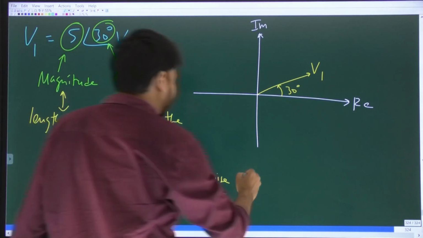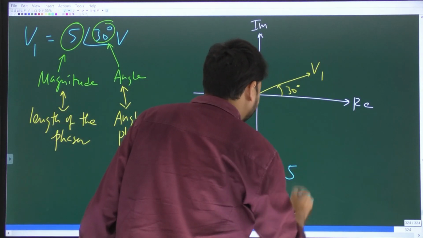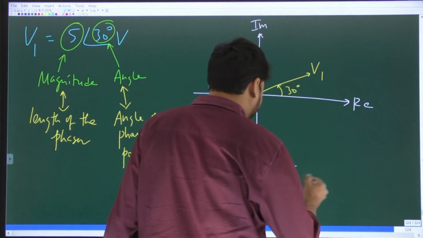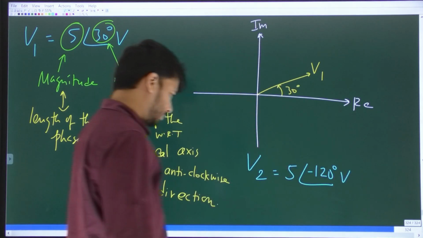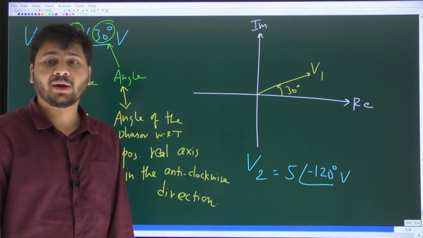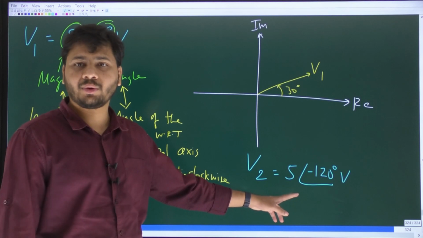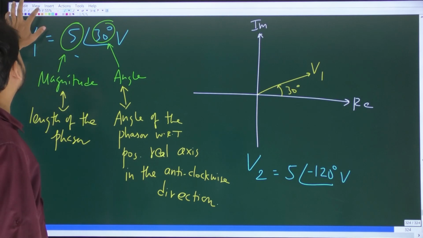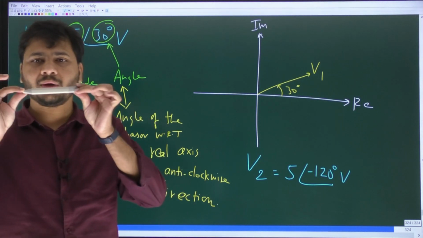Had the angle been different, let us say there is one more phasor voltage V2 which is also having a magnitude of 5 units or 5 volts at an angle minus 120 degrees. So look at the second phasor voltage V2, which is 5 at an angle minus 120 degrees. What is the length of the vector or the phasor? Length is always equal to magnitude, which is 5. What is the length of V1? 5. What is the length of V2? It is also 5. That means V1 and V2 will have the same length.